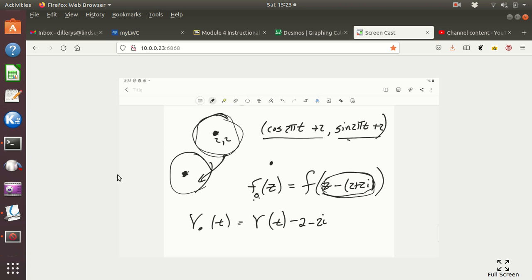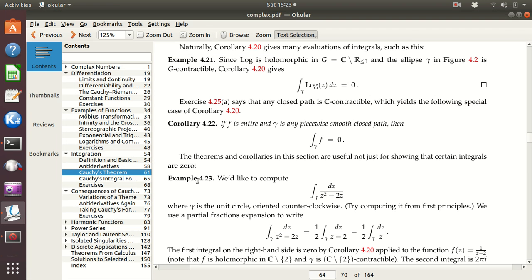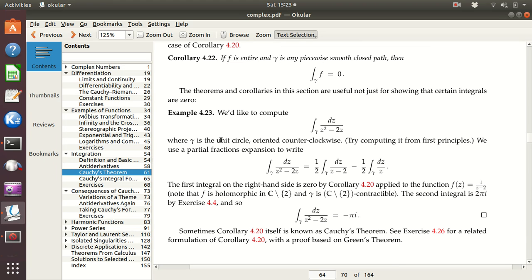Alright, now let's look at an example of how they use it. So example 4.23, they want to do this integral where gamma is the unit circle oriented clockwise, so that would be our standard cosine 2 pi t and sine 2 pi t. And it says try computing. I don't want to do that right now.